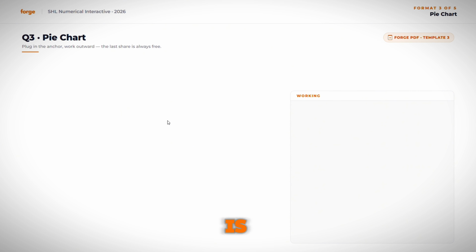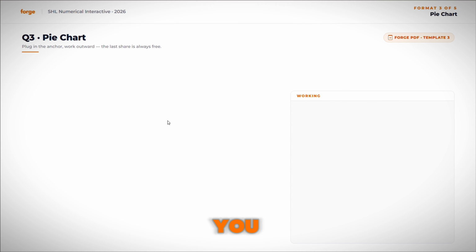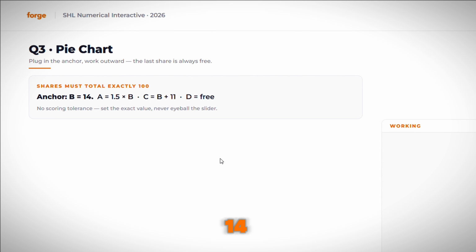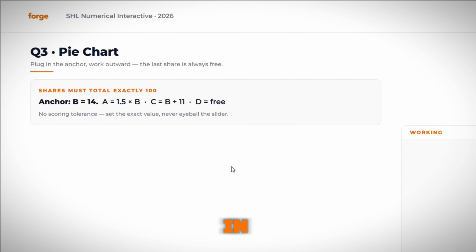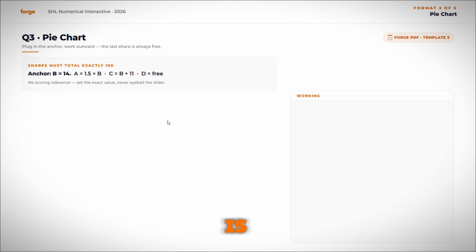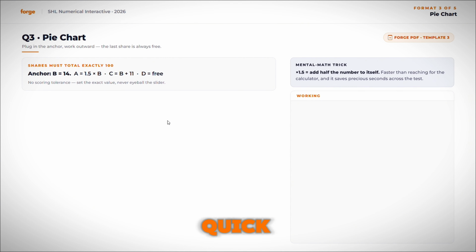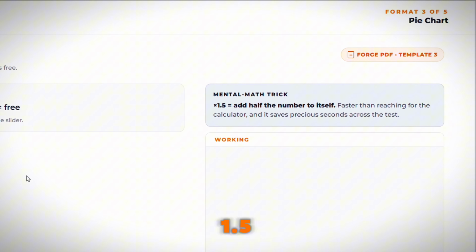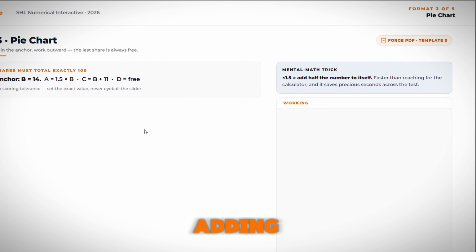Well, the good news is this one gives you an anchor and you always have to look for the anchor. The anchor is a number that's already been given to you. In this case, it's b is equals to 14. So you plug the anchor in, work outward, and you work one relationship at a time. So if b is the anchor at 14 and a is 1.5 times b, a quick trick for calculating this is just 1.5 is equals to adding half.